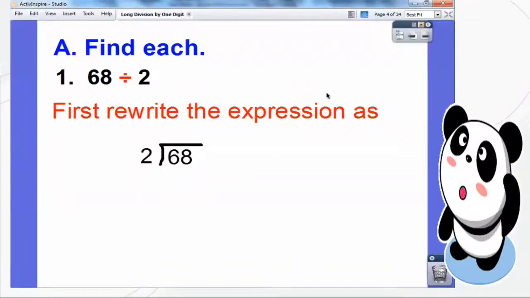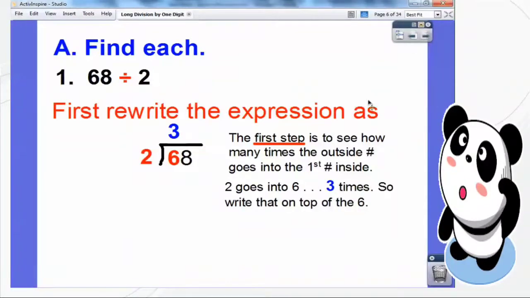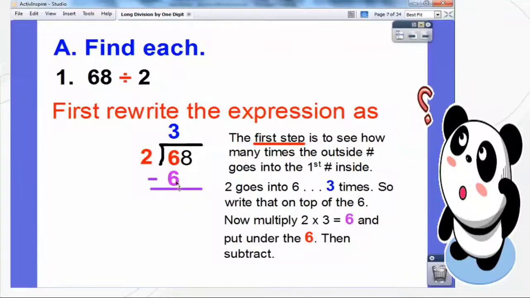So first thing we've got to do is see how many times this outside number goes into the first number right there. That's 6 right there, okay? So 2 goes into 6, and remember it's like 2 times what number equals 6 or something close. Well, 2 goes into 6 3 times, so that's the number that we write straight up on top of the 6. Then we're going to multiply 2 times 3, and put that right underneath this red 6.